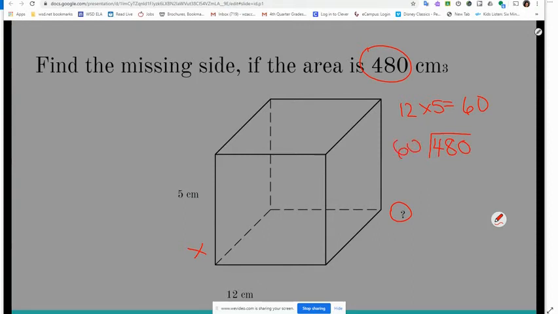And then I'm going to take 480, and I'm going to divide it, okay? And 6 goes into 48 8 times, so 60 goes in 8 times. Okay, so this is our missing side. And if I wanted to check it, I would just multiply 5 times 12 times 8, and that would equal your total amount. All right? Okay, make sure you remember how to do that. That is a problem that's on the exit ticket.